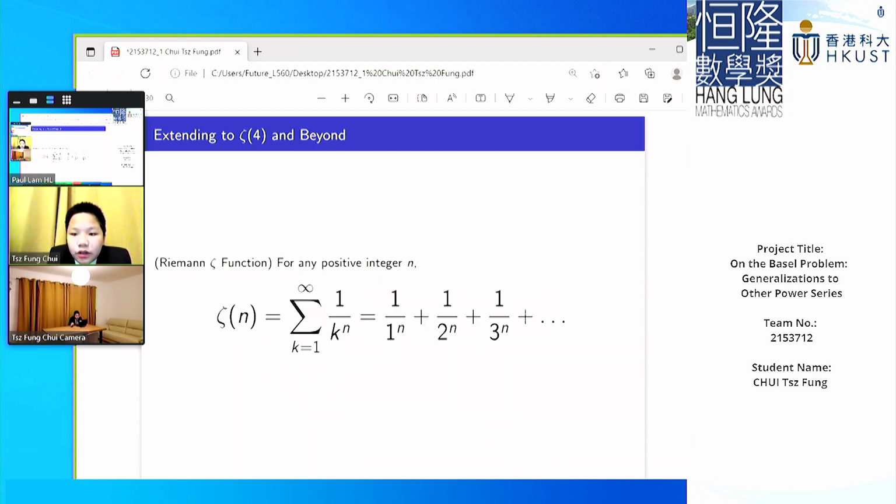Now we will look for some generalizations of the Basel problem, which can be proved using a similar method. I'm going to show this by finding Theta 4.